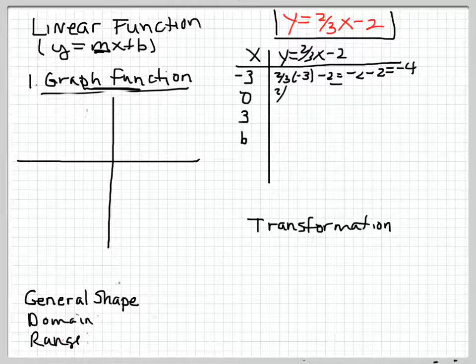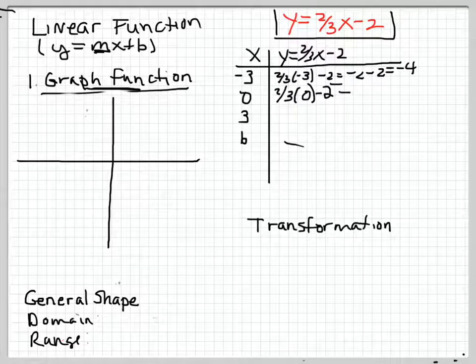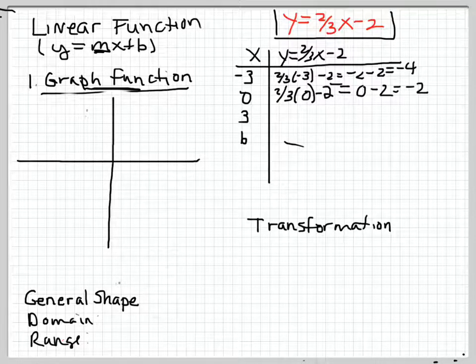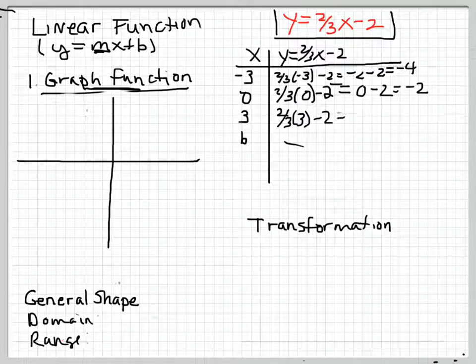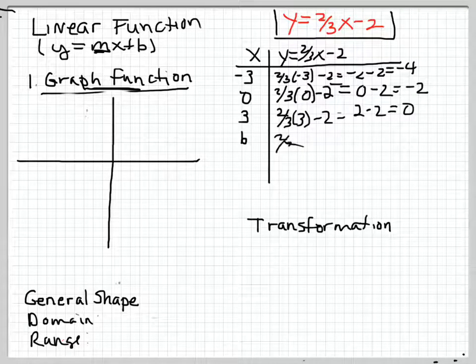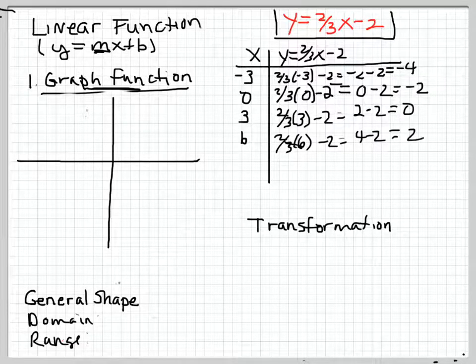2/3 times 0 minus 2 would end up being 0 minus 2, or -2. 2/3 times 3 minus 2 would end up being 2 minus 2, or 0. And 2/3 times 6 minus 2 would be 4 minus 2, or 2.